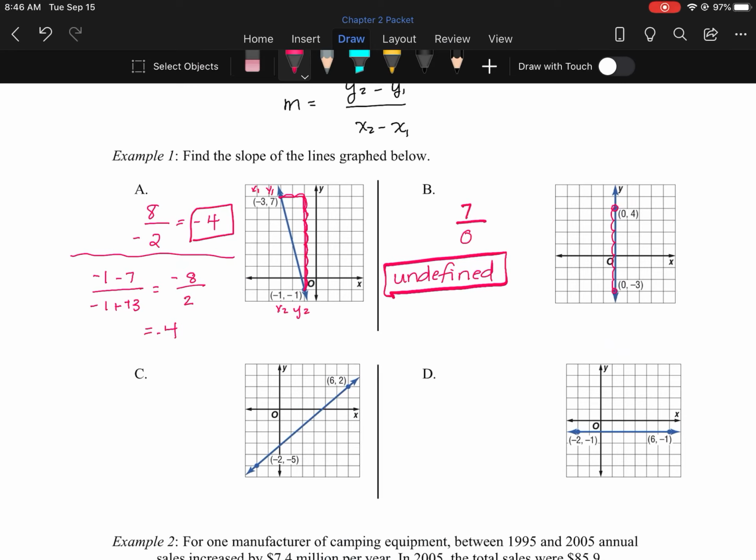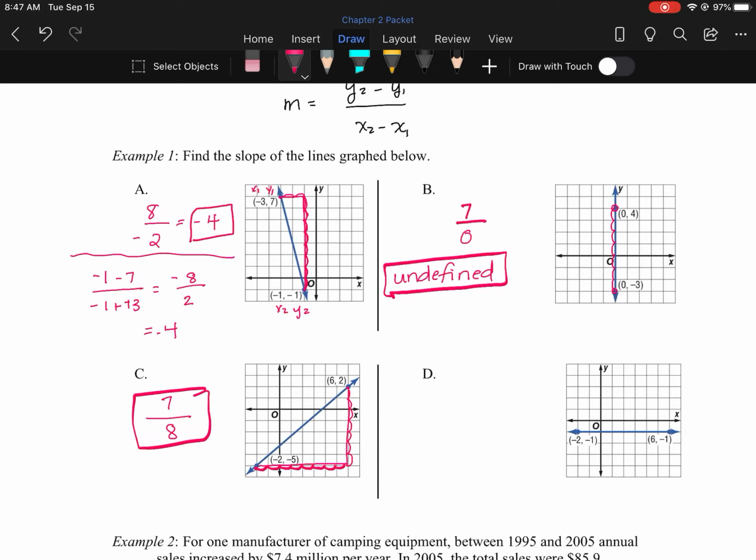For C, again, I'm going to create my triangle. 1, 2, 3, 4, 5, 6, 7, 8. Now be careful, I counted my run first. So that's 8, that's positive. My rise is 1, 2, 3, 4, 5, 6, 7. Can we simplify that at all? The answer is no. So we are done with that.